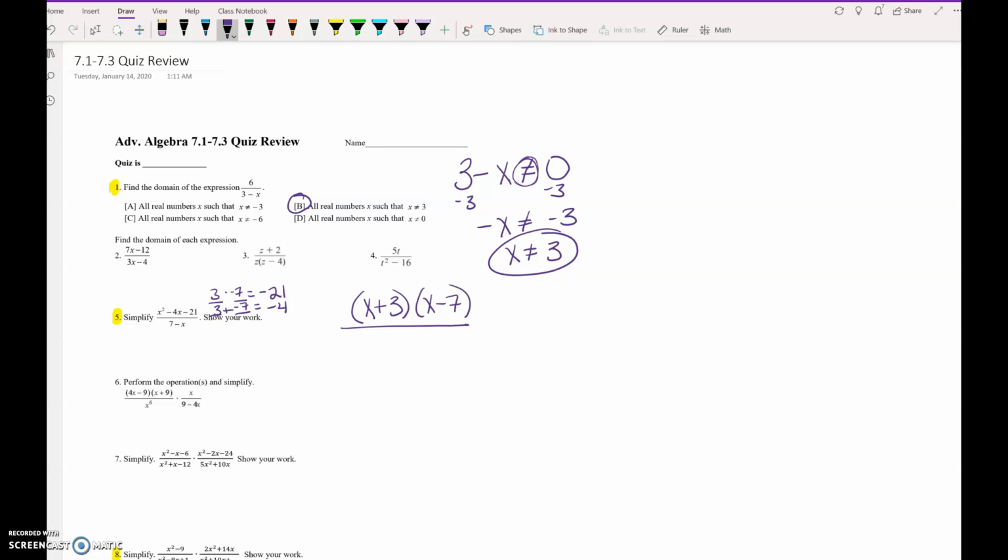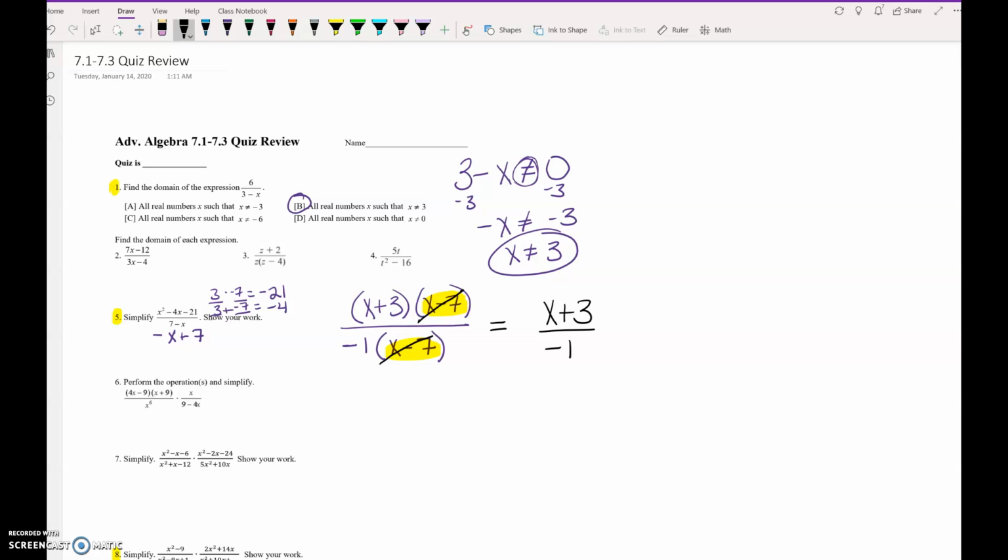On the bottom, do you see how this is backwards? Rearrange that to negative x plus 7, and then factor a negative 1 out of it. So it's negative 1 times x minus 7. Once you do that, you'll notice that you have x minus 7 on the top and on the bottom. Those will cancel. This gives you x plus 3 on the top and negative 1 on the bottom.